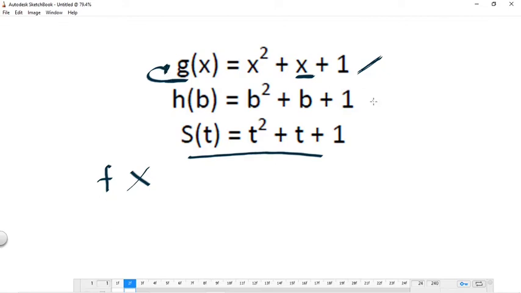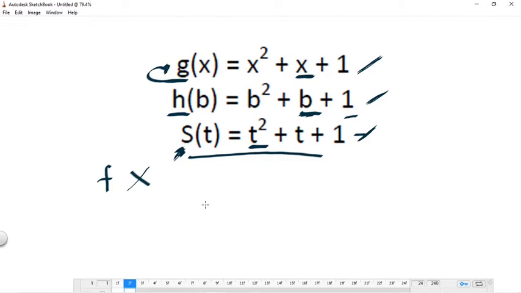Another example could be this one as well. H of b is equal to b raised to 2 plus b plus 1. The independent variable will be letter b, and the name of the function will be letter h. Capital letters can be used as well, like this following example. So for this example, our independent variable is t. Meanwhile, the name of the function is capital letter S.